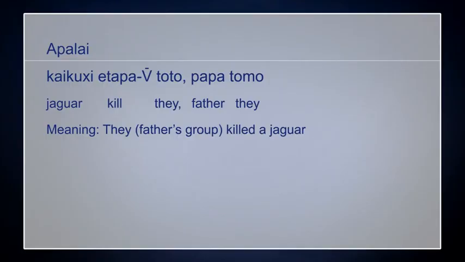Languages can also differ in the way in which they organize words in a sentence, in which they put the words in a sentence together. Take this language. That's Dutch. Dutch happens to be my native language. And what we do is we put the person who does something, in this case killing, at the beginning of the sentence. That's different from this language, Apalai. In that language, the person who does the killing, in this case, is actually put right at the end of the sentence. So this sentence means they killed a jaguar, and the they is expressed at the end of the sentence.